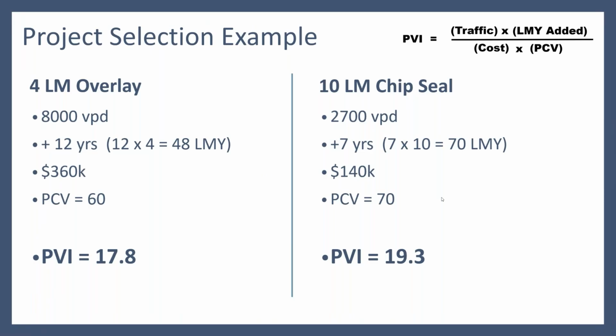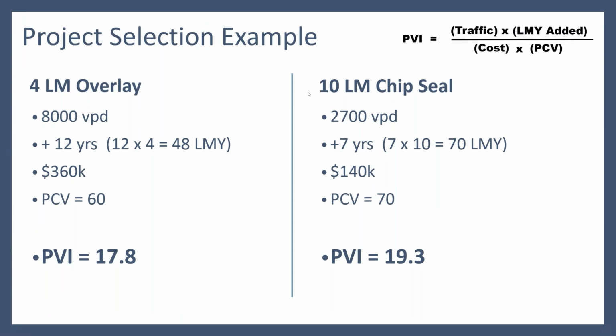So here's an example of doing a 4-lane mile overlay where we have 8,000 vehicles per day. Let's assume we get 12 years out of that. 12 times 4 lanes is 48 lane mile years added. $360,000 for the cost and a pavement condition value of 60. Calculates out at a 17.8 PVI.